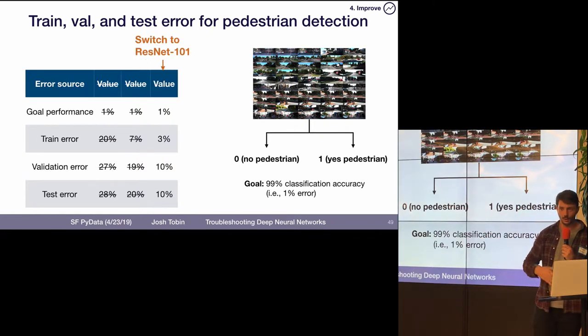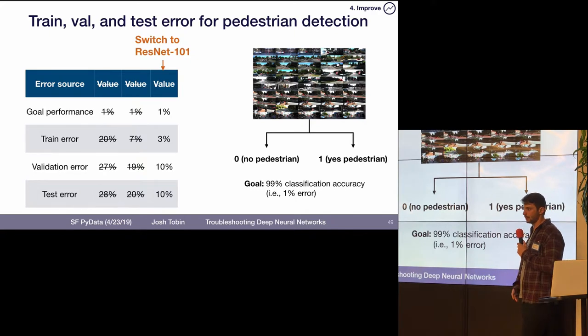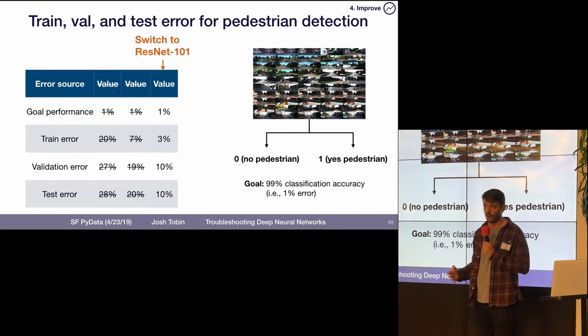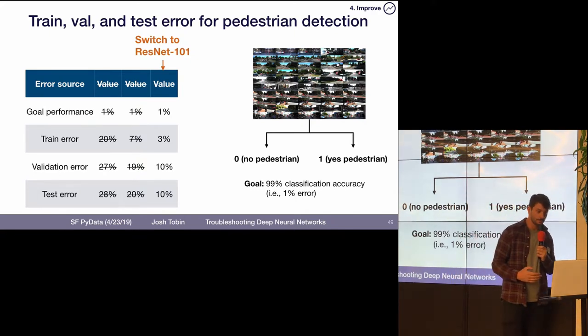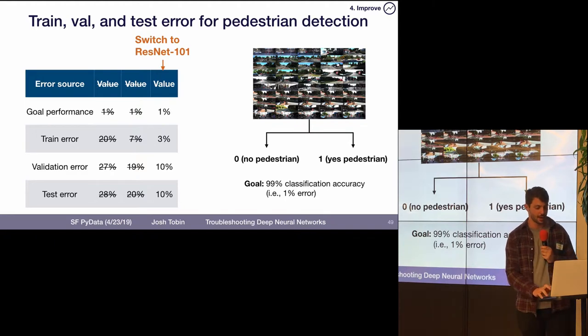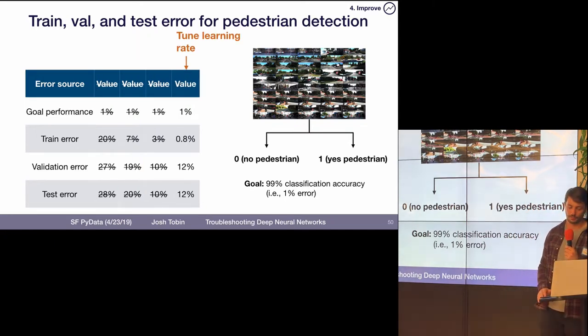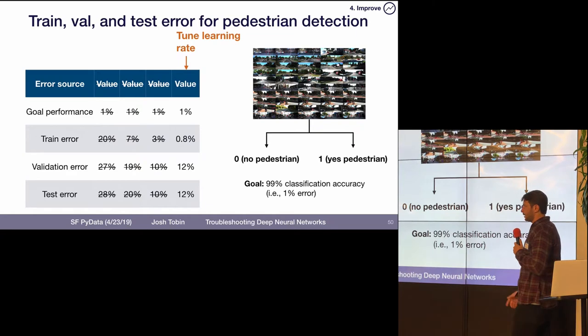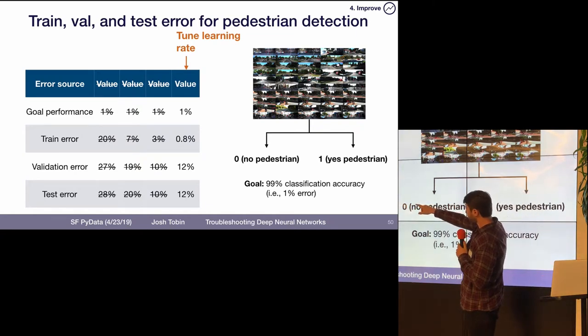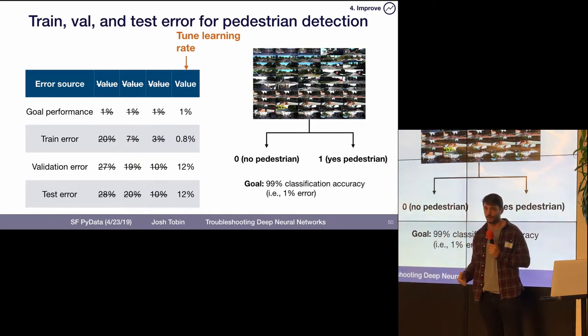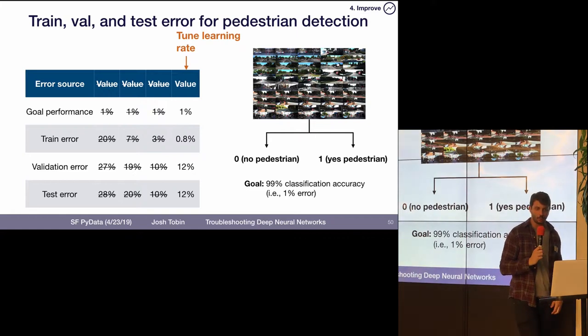And then from there we might switch to a more modern neural network architecture like ResNet 101, and that might drive our training error even further down. And then we might tune hyperparameters, which might eventually get our training error down to below the threshold that we're targeting.